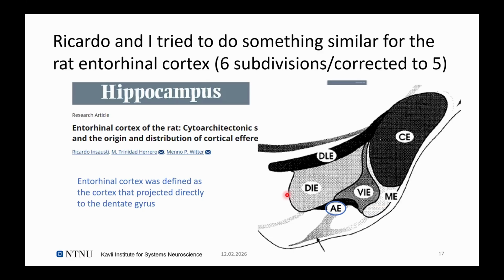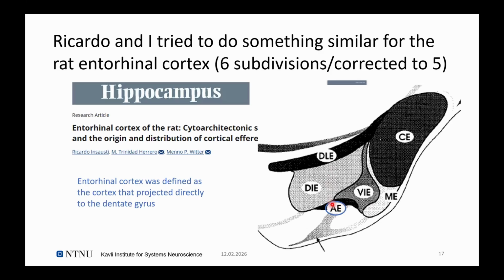And the entorhinal cortex, which is important to mention here, was defined by the cortical domain that had direct projections into the dentate gyrus. So that was our definition of deciding which part of the cortex is entorhinal and which is not. And we eventually had 6 subdivisions, as you can see here, being as closely associated to the 7 subdivisions in the monkey as we dared to do.